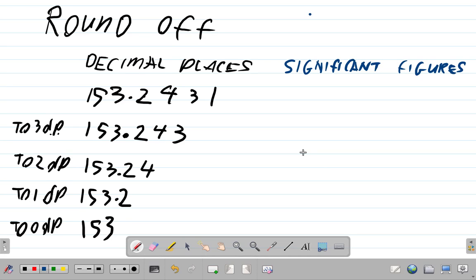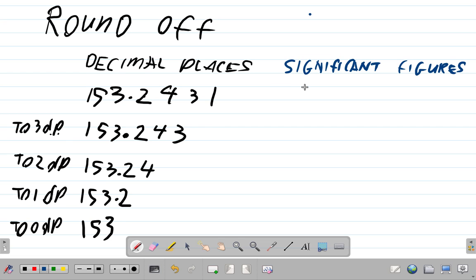We had 153.2431, and we wrote it to 3 decimal places, 2 decimal places, 1 decimal place, and to no decimal place, which is writing to the nearest whole number.